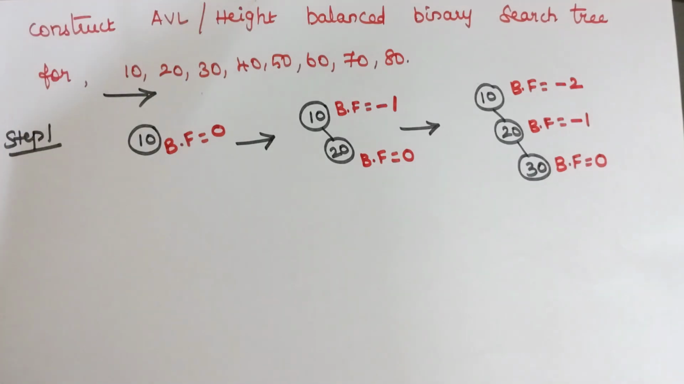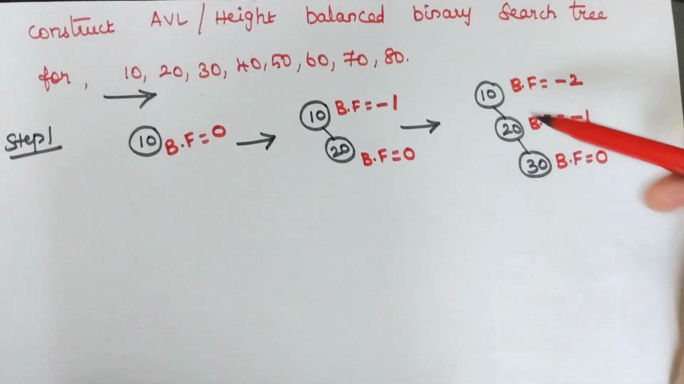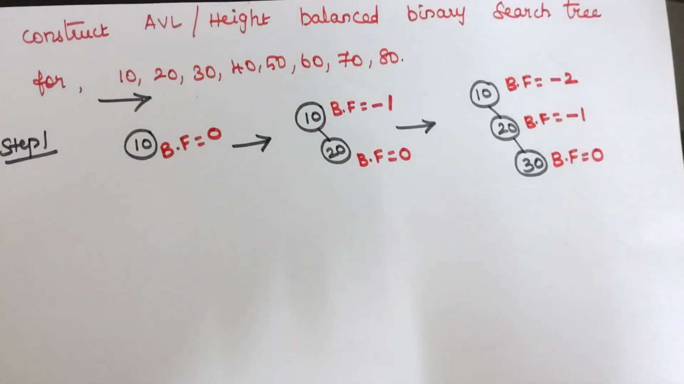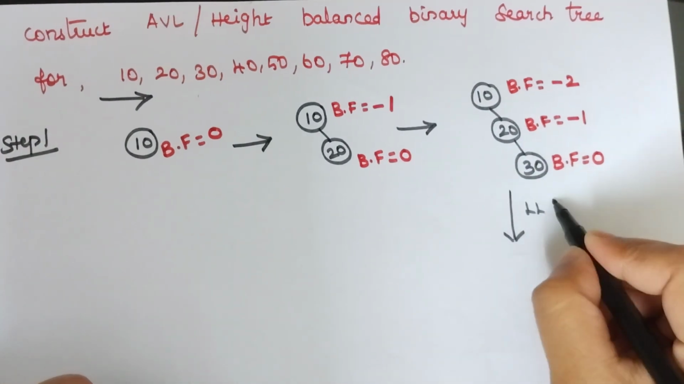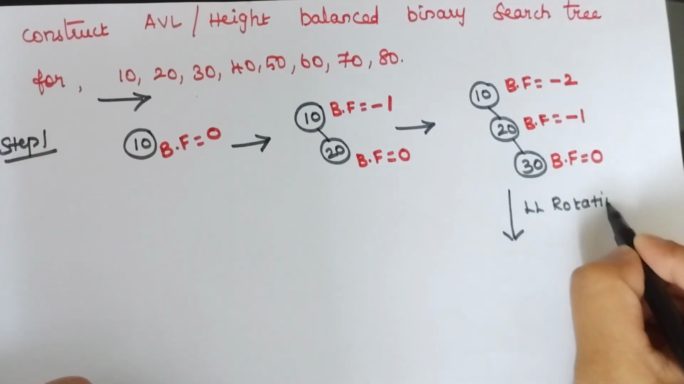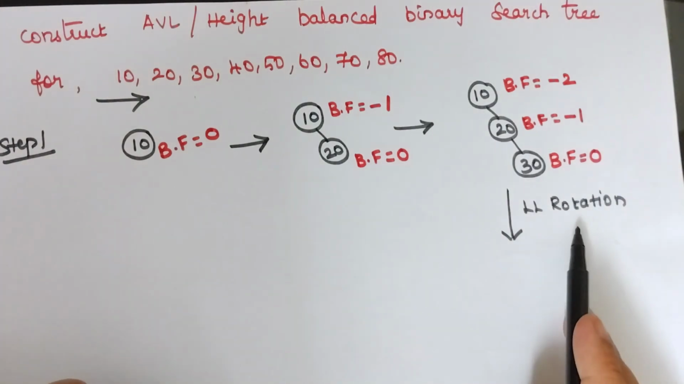Now in single rotation, which rotation do we need to apply? Again check, it is right skewed. If it is right skewed, apply left rotation. So here we will be applying a single left rotation, which is nothing but LL rotation. We are performing LL rotation. If you apply LL rotation, what happens?